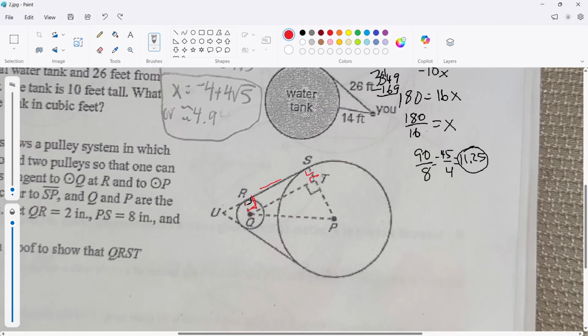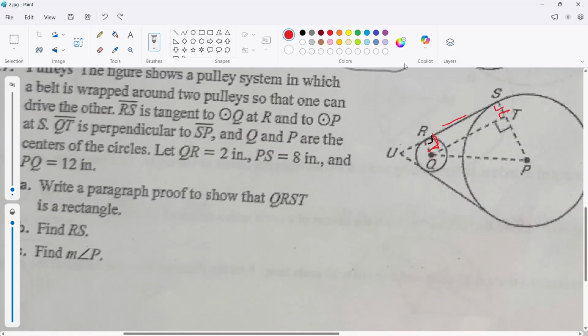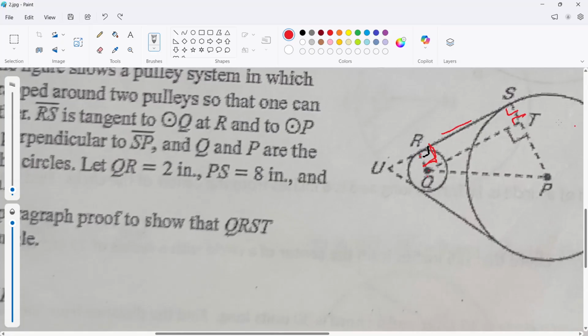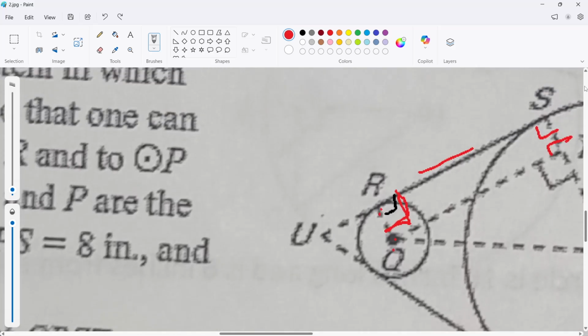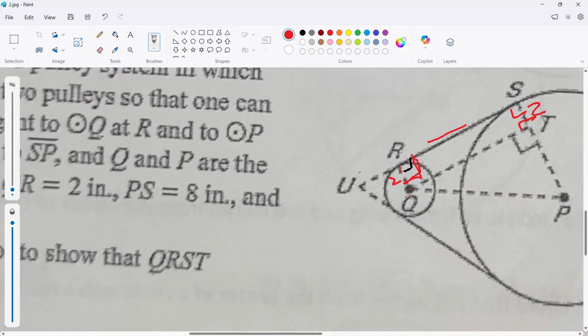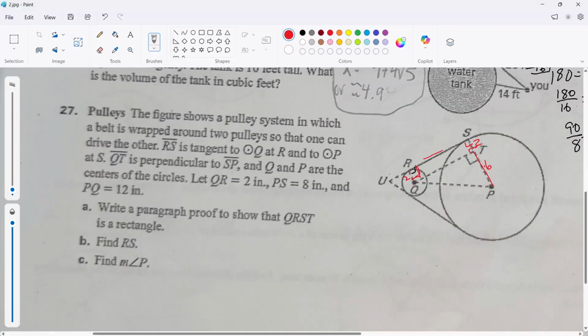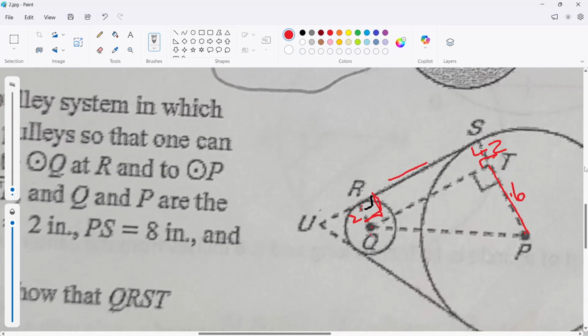Okay, now let me get rid of all that red. I guess I'll leave the angles in there, and then I'll write these measures for the next parts. So it says QR is 2. Man, I'm going to have to really zoom in. Mr. Camera, zoom. QR is 2. Since this is a rectangle, if QR is 2, ST is also 2. And PS is 8. Well, if PS is 8, that means PT is 6. 6 plus 2 is 8. And what else do I have? Oh, it gives me one other thing. PQ is 12.